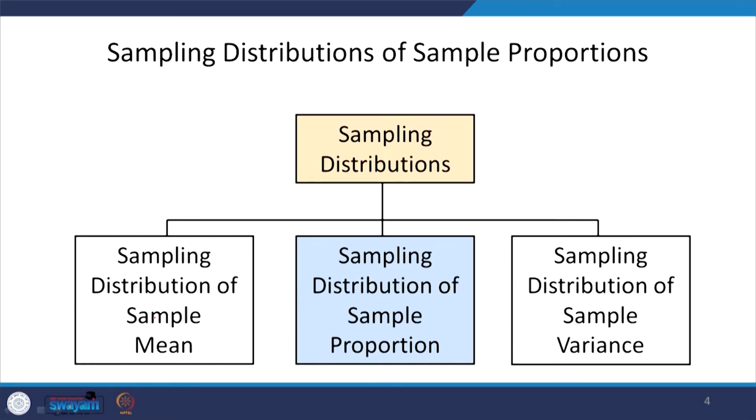Okay. This is what we started in the last class. Sampling distribution: there are three things we are going to see. One is the sampling distribution of sample mean, which we have seen. In this class we are going to see the sampling distribution of sample proportion and the sampling distribution of sample variance. First we will see the sampling distribution of sample proportion.